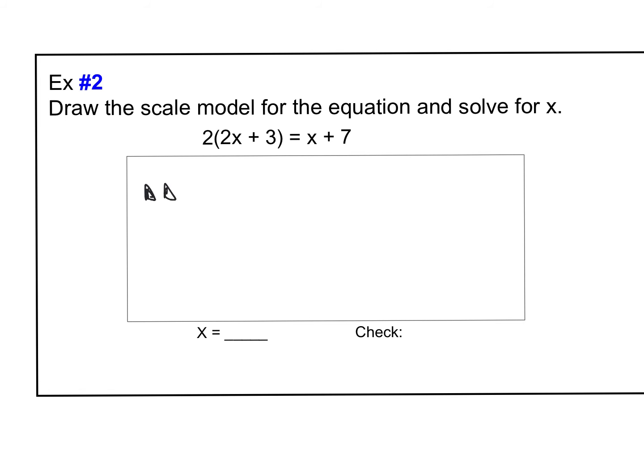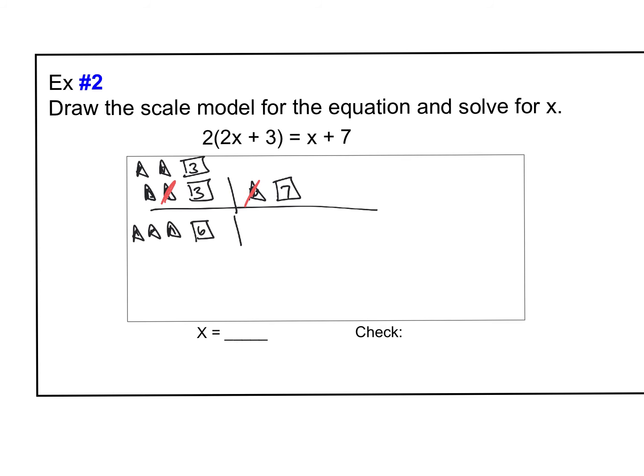So 2 groups of 2x plus 3 is the same as x plus 7. Start by removing a triangle from both sides. So now I have 3 triangles and 6, balanced with 7. I'm going to regroup my 7 into 6 and 1. Now I can remove 6 from both sides. So I have 3 triangles, balanced with 1.